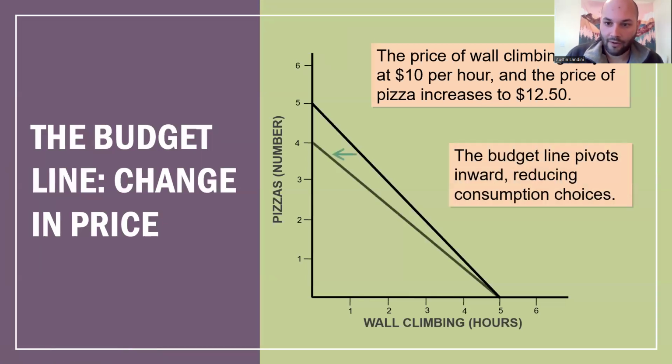All right, what about if we had a change in the price of pizza? Now pizza becomes more expensive. Wall climbing is assumed to still be $10 like the previous slide. So there, the price of wall climbing from the previous slide hasn't changed, but pizza has. This means we can buy fewer pizzas than before.